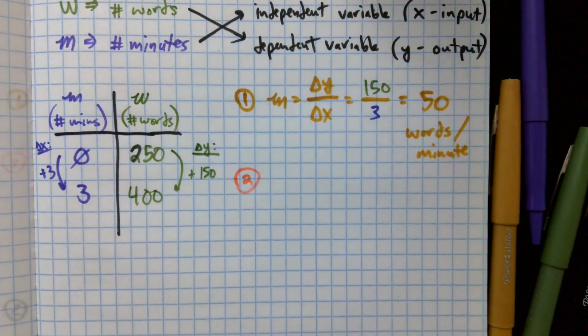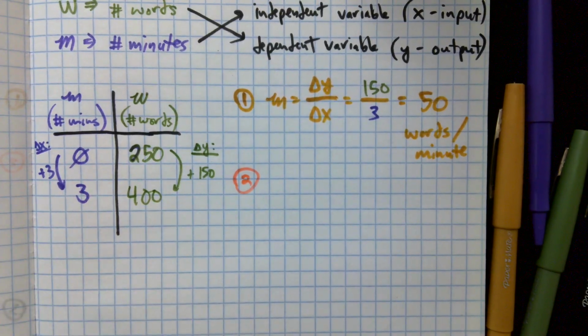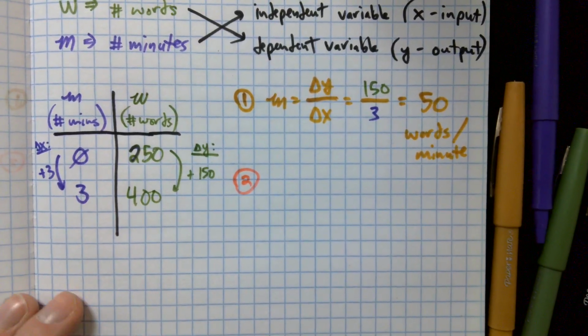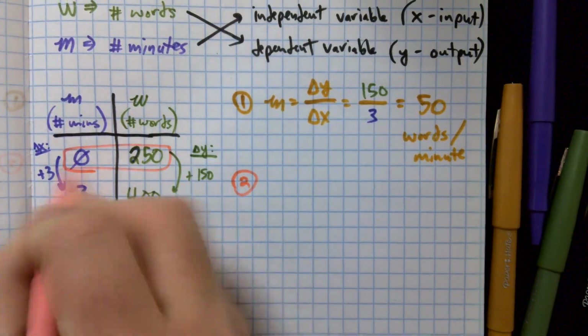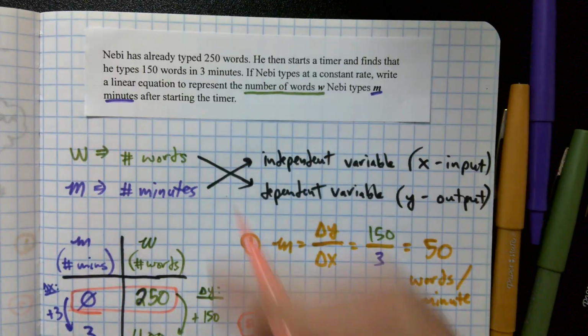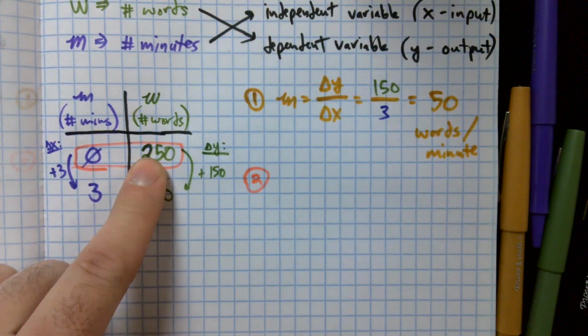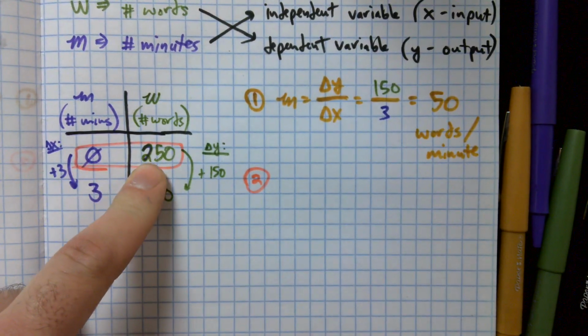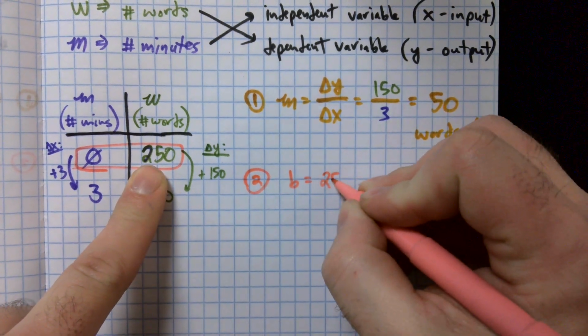Second step is to find my B value. Now, I could take M and I could take one of these points and plug it in and do what we did in the warm-up, but do I need to do all that? No. Where do I see my B value, Alex? In the first sentence. Yeah, right here as well. Same thing. And I see at 0 minutes they've typed 250, so my B I know is equal to 250.